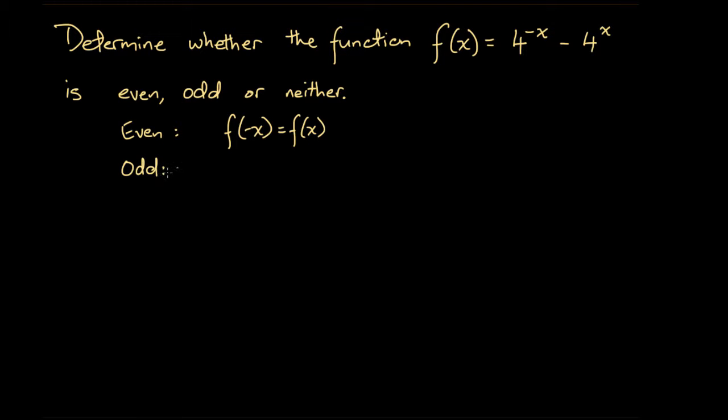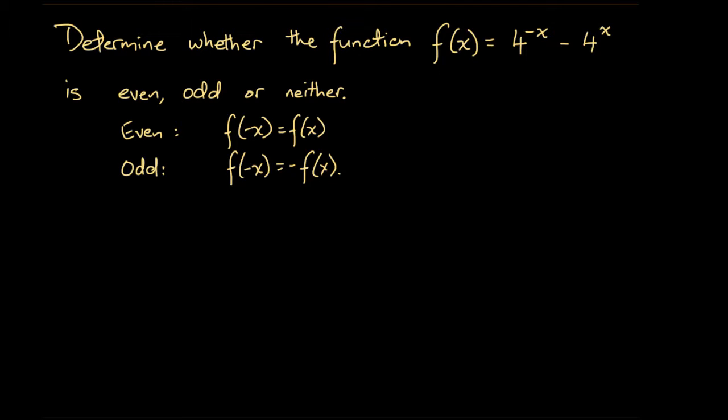Well, an odd function has the property that f of negative x equals negative f of x. This means that if we substitute negative x whenever we see x in this equation, and that equals this whole equation except with a negative sign out the front and this in brackets, in other words, negative f of x, then this function is odd.